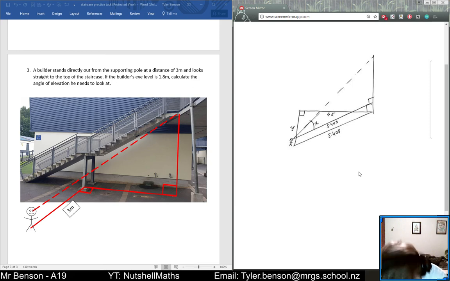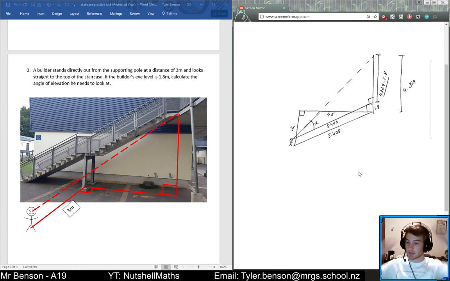Where that's x, and the total length is 4.329. This is 1.8. Then this length is 4.329 minus 1.8. Okay, that should make sense there.